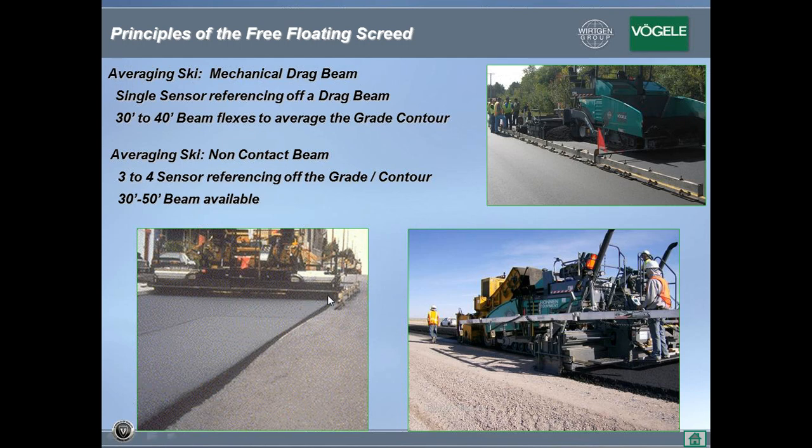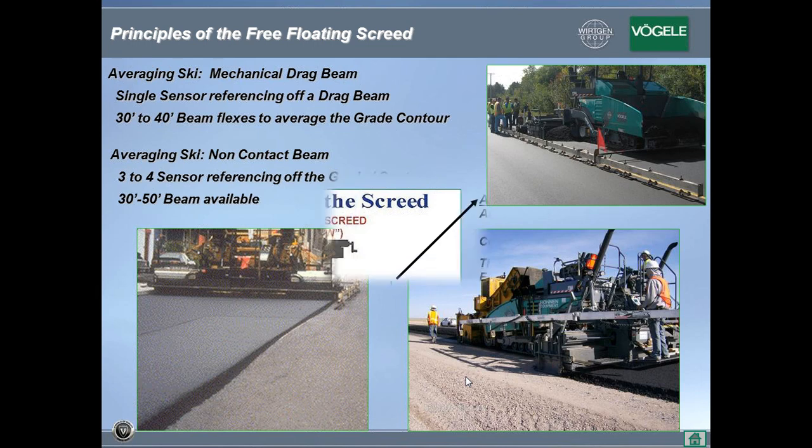In the old days, they had mechanical skis that were dragged along the road, so it bridged that gap, with the automatic grade and slope system following the ski and automatically controlling the toe point cylinder to increase or decrease the mat depth. Again, you could see another form of mechanical ski. And the newer versions today are non-contact averaging skis, but the accuracy is pretty much the same, irrespective of which of the two. But this will be discussed in detail in the advanced paving seminar. Now, that's how the asphalt free-floating screed works.